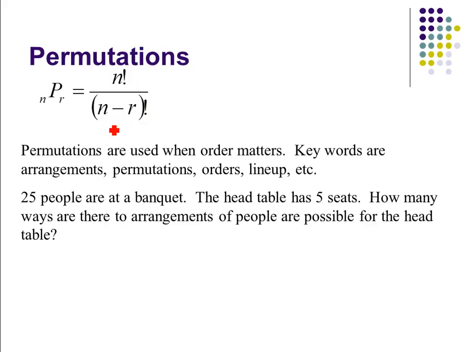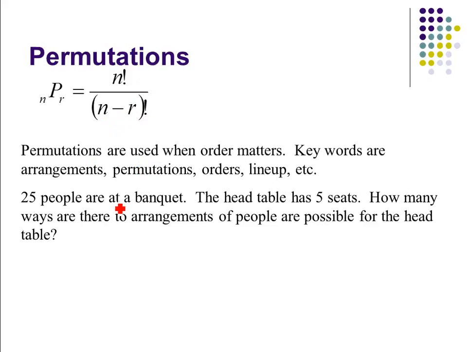So permutations is what we just got finished doing. Here, the formula for a permutation, which again you may not have in your book, may come up later, takes how many items you have, that's n, and you want to know how many different arrangements you have of r items. That's where the r comes in. And here's the formula. It's n factorial over n minus r factorial. So in the baseball player problem, n was 20, r was 9, so I did 20 over 20 minus 9. That's how I got 20 factorial over 11 factorial. So permutations here, order matters. Keywords like arrangements, permutations, orders, lineups.